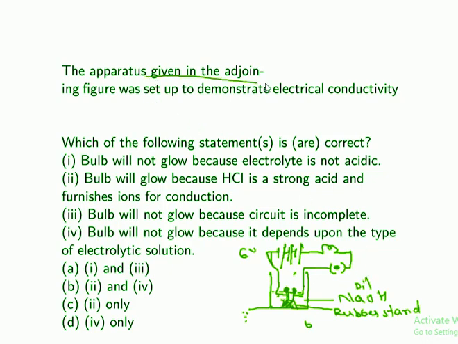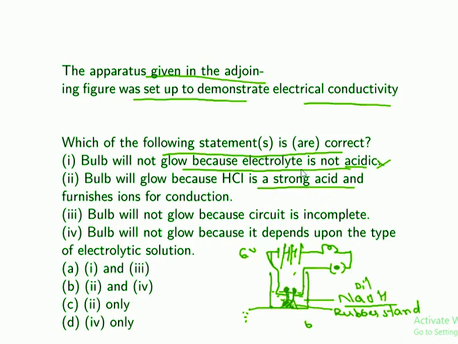The apparatus given in the adjoining figure was set up to demonstrate electrical conductivity. Which of the following statements are correct? By seeing this figure, we have to say which statements are correct or wrong. Bulb will not glow because electrolyte is not acidic. Here you know that NaOH is a base, right? So this statement is wrong. Bulb will glow because HCl is strong acid. Here we didn't use HCl at all, so this is a negligible point.